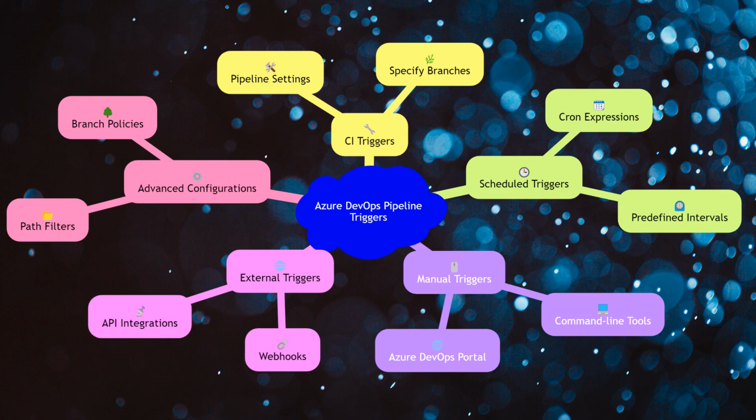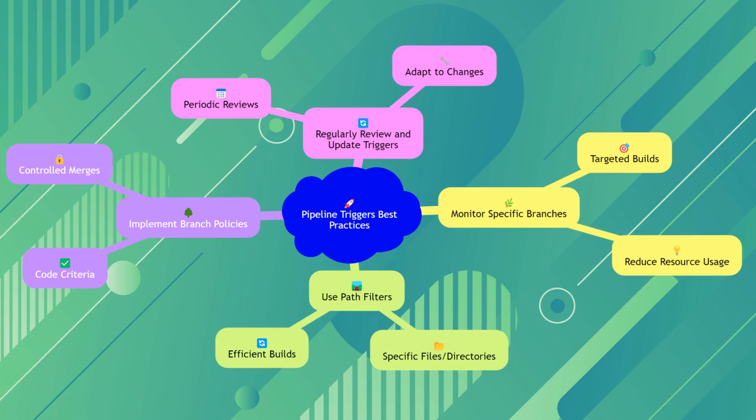Implementing pipeline triggers effectively requires following best practices to ensure optimal performance and reliability. Some key best practices include: 1. Monitor specific branches. Configure triggers to monitor only the branches that require builds, reducing unnecessary builds and resource usage. 2. Use path filters. Use path filters to trigger builds only when specific files or directories are changed. 3. Implement branch policies. Enforce branch policies to ensure that only code meeting certain criteria is merged and built. 4. Regularly review and update triggers. Periodically review and update trigger configurations to adapt to changing project requirements.